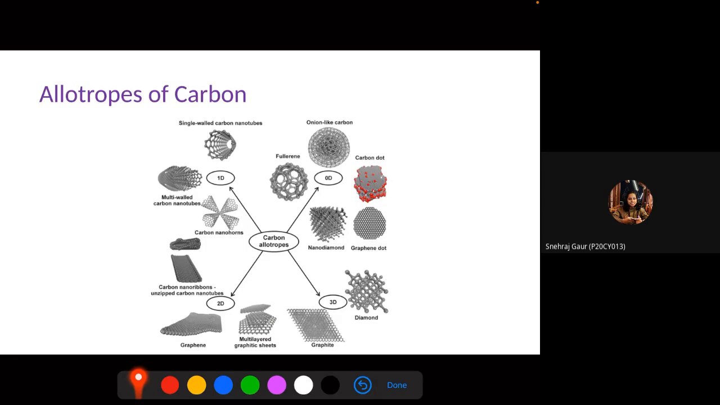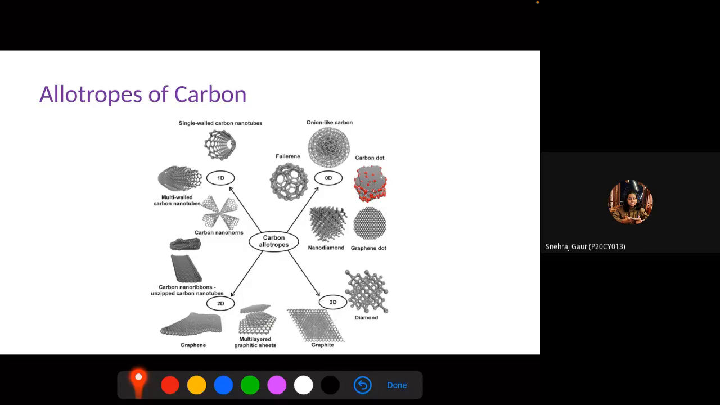They all have different or distinct structural forms, and also their properties, when we talk about their mechanical properties, optical properties, or electrical properties, are all different or distinct from one structure to another. This is a rich field where you can have various kinds of allotropes of carbon.